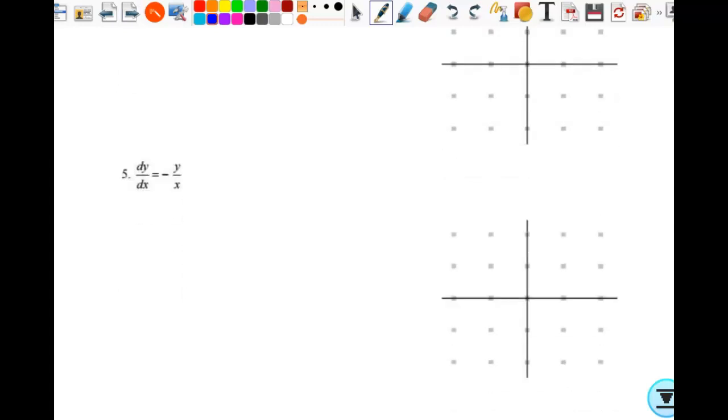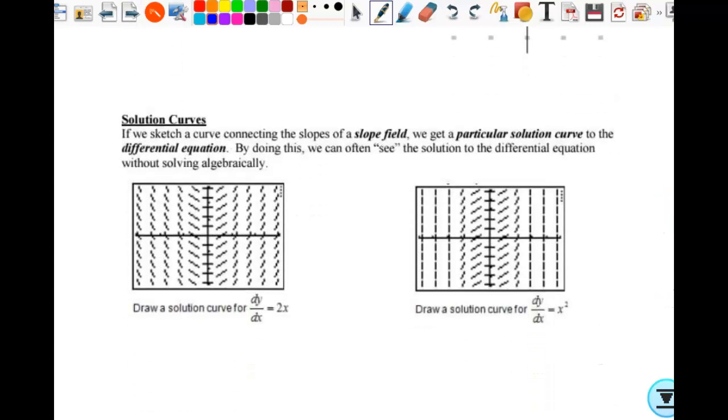All right, so then let's go on to different types of problems. All right, so this is what I was just showing you. If we sketch a curve connecting the slopes of a slope field, we get what's called a particular solution to the differential equation. Okay, so this is a slope field for the differential equation dy/dx equals 2x. So how many functions have the same derivative, 2x? An infinite number.